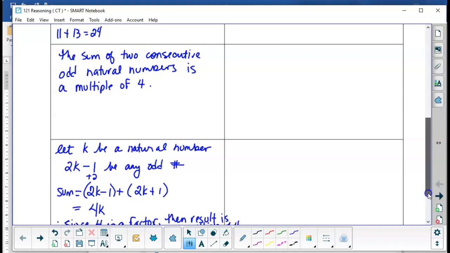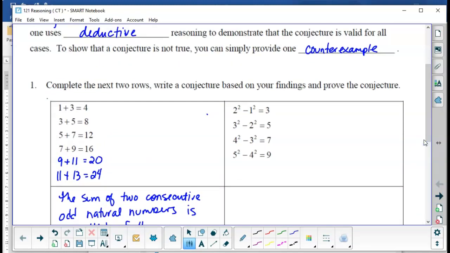Okay, so now let's look at the next example. So 2 squared minus 1 squared equals 3. 3 squared minus 2 squared equals 5, etc. So what are these numbers? So these are actually consecutive, starting with the bigger. We're squaring them. The next two rows then, this would be 6 squared minus 5 squared. This would be 7 squared minus 6 squared. So 36 minus 25 is 11. 49 minus 36 is 13.